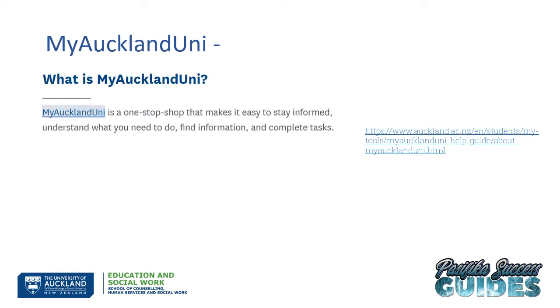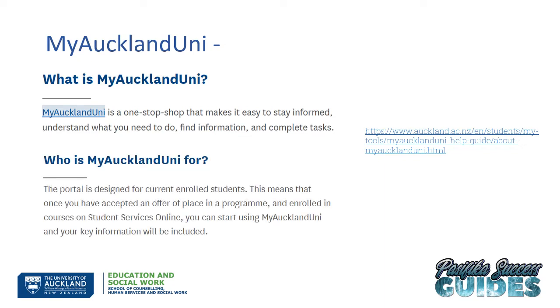So here's just some information about what My Auckland Uni is. It's a one-stop shop that makes it easy to stay informed, understand what you need to do, find information, and complete tasks. So there's a bunch of information on the My Auckland Uni homepage that will help you navigate all the different things that you need to keep track of for university.